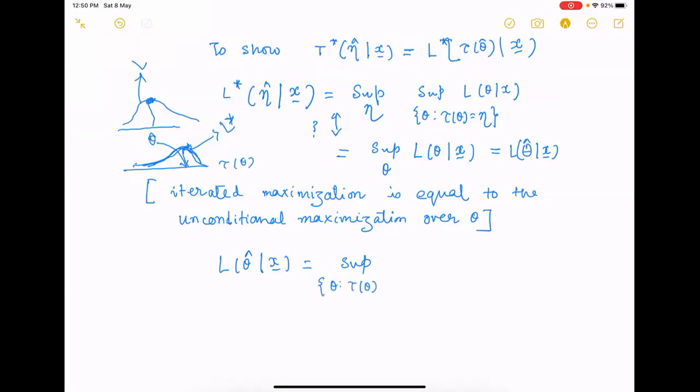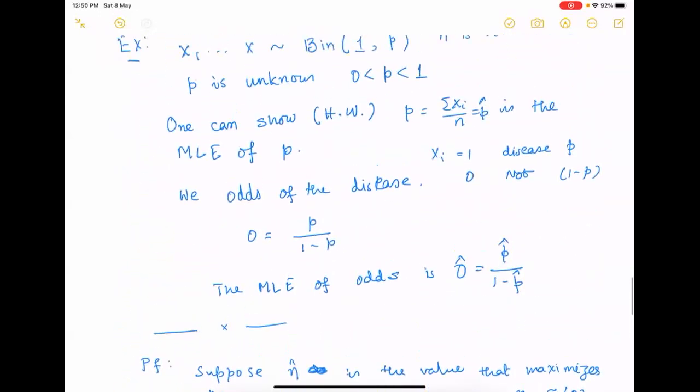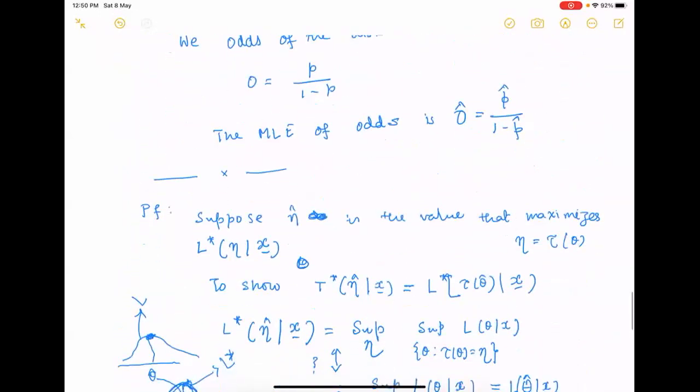This is a result from optimization effectively. L theta x, and this is the same as L star tau theta hat given x. So this is what it's talking about. I think I have given you one example, I'll give you another example.